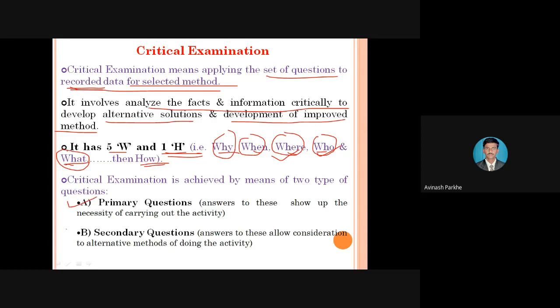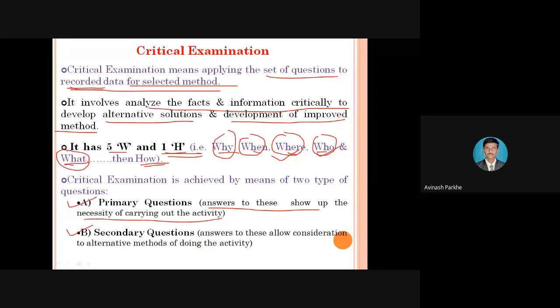One is the primary question and second is the secondary question. In primary questions, which types of questions are asked? In secondary questions, which types of questions are asked? That part is also very important. So in case of primary questions, it represents that answers to this show up the necessity of carrying out the activity.